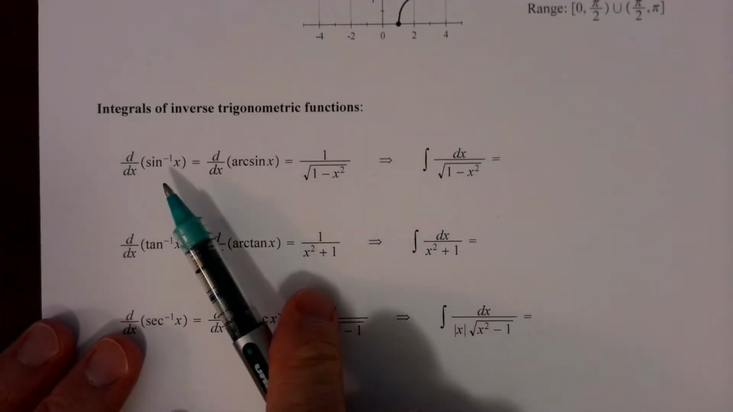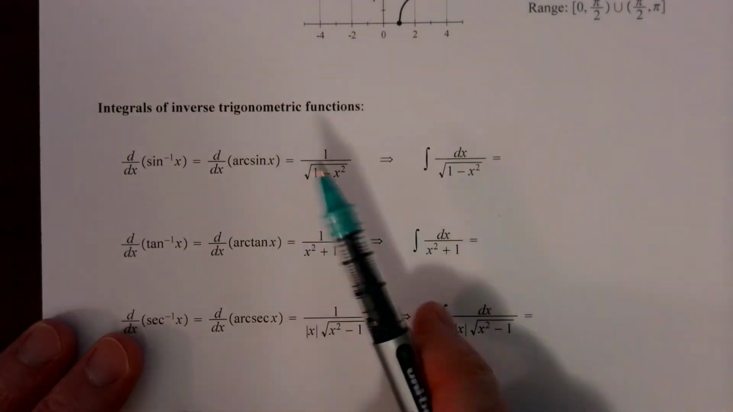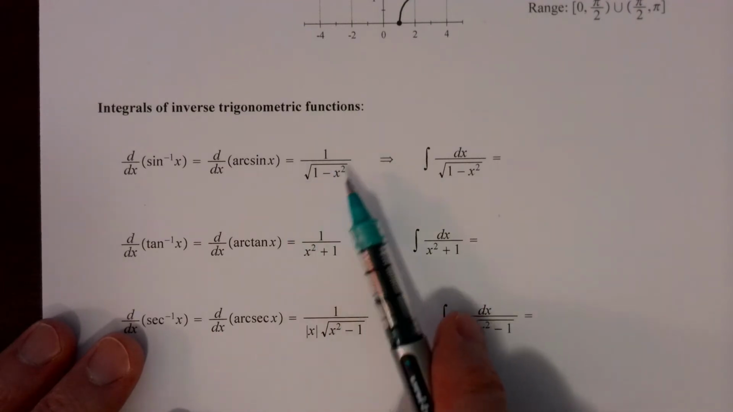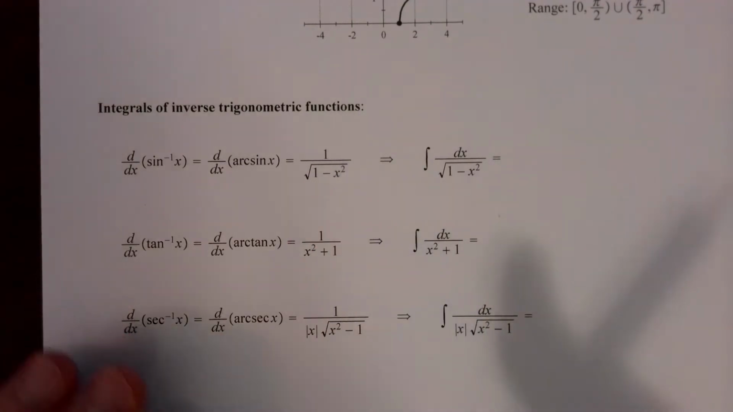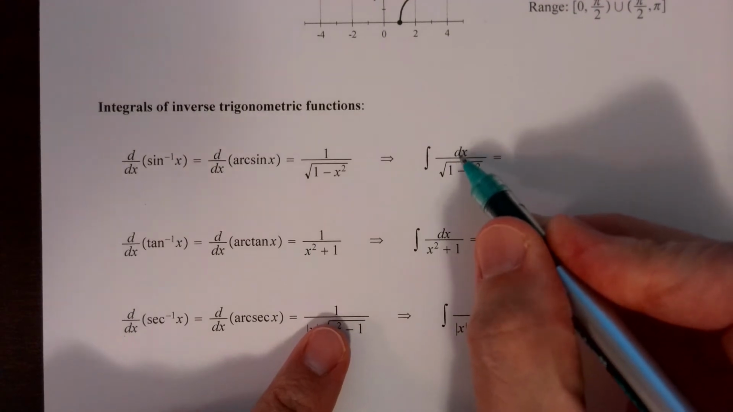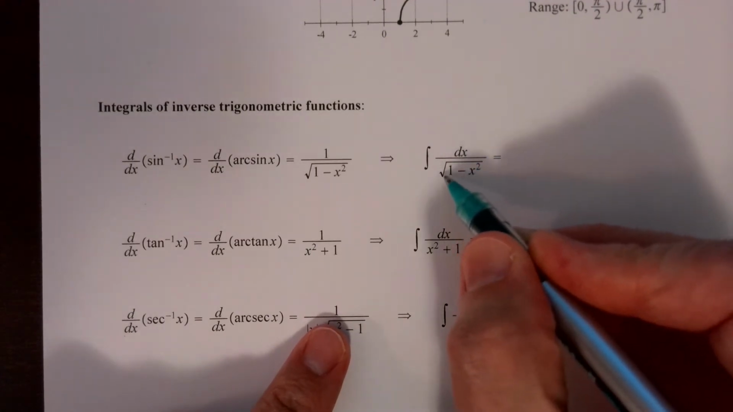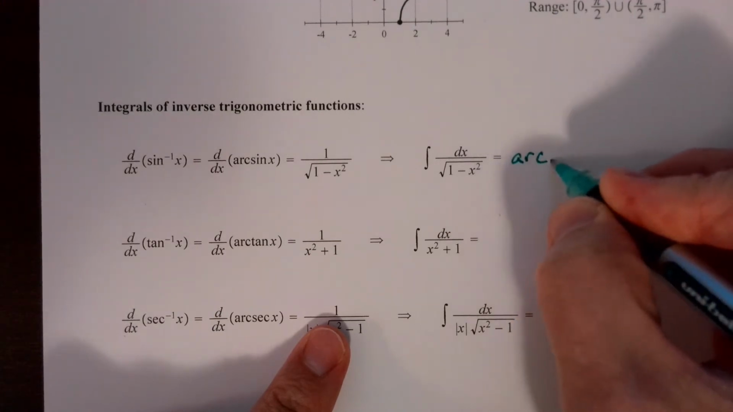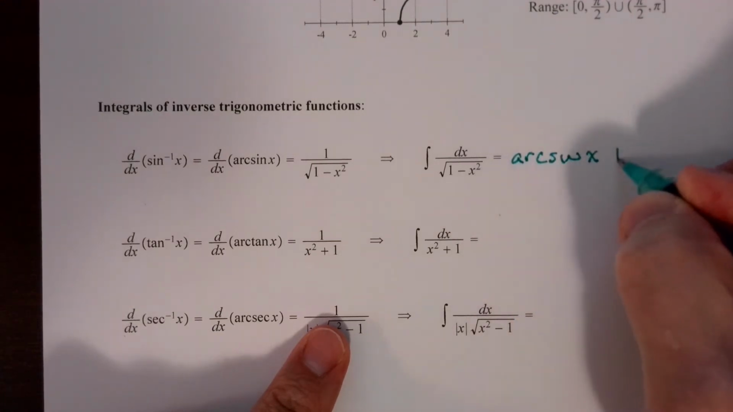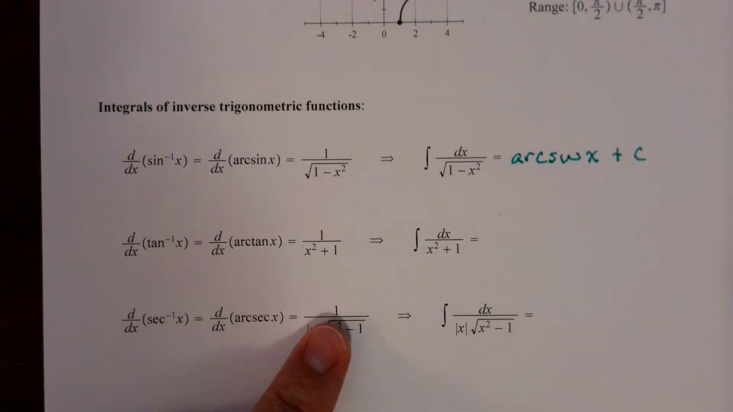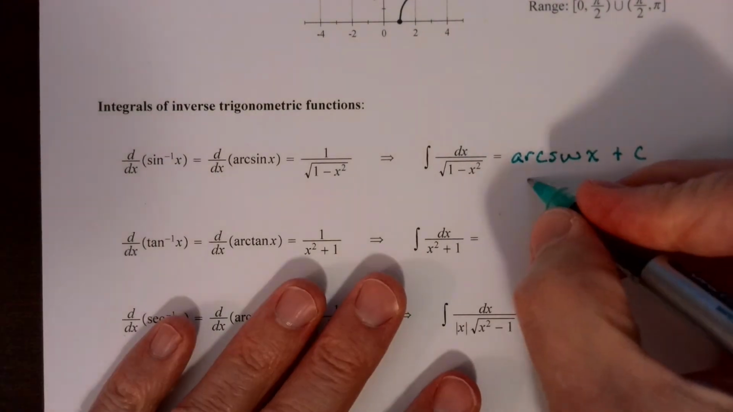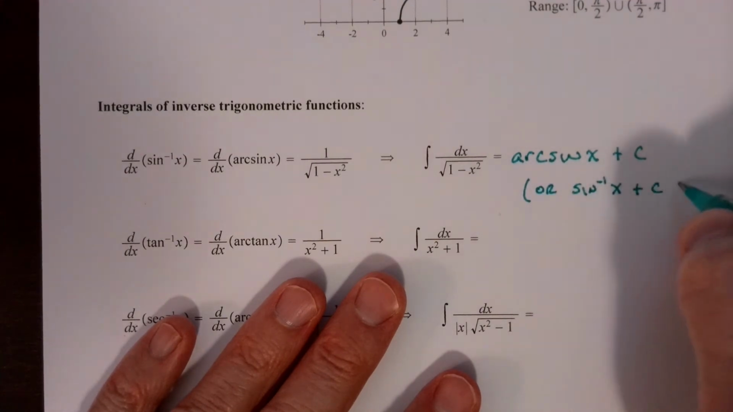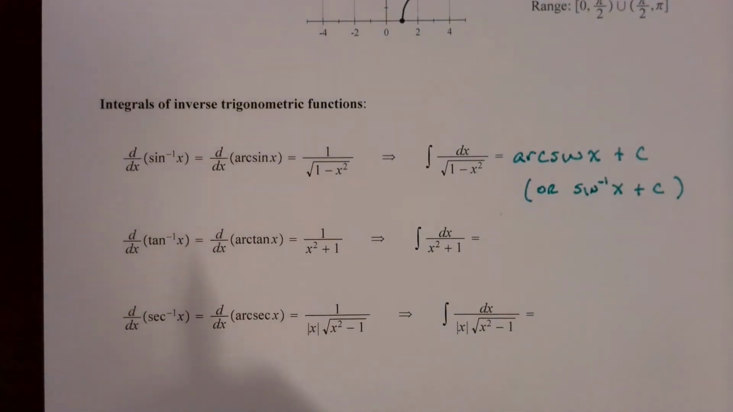So the derivative of the inverse sine function, or the arc sine function, same thing, is 1 divided by the square root of 1 minus x squared. We learned that in Calculus 1. That means, therefore, that the integral of 1 over the square root of 1 minus x squared is arc sine x plus a constant, or sine inverse x plus a constant. Get used to both notations. We'll see both. They mean the same thing.